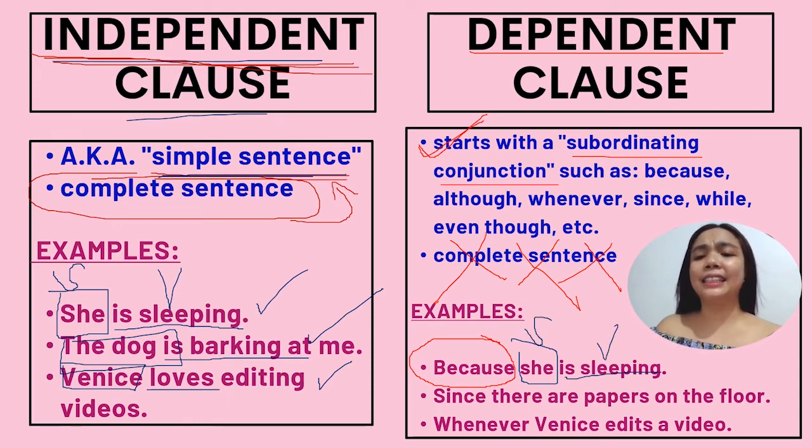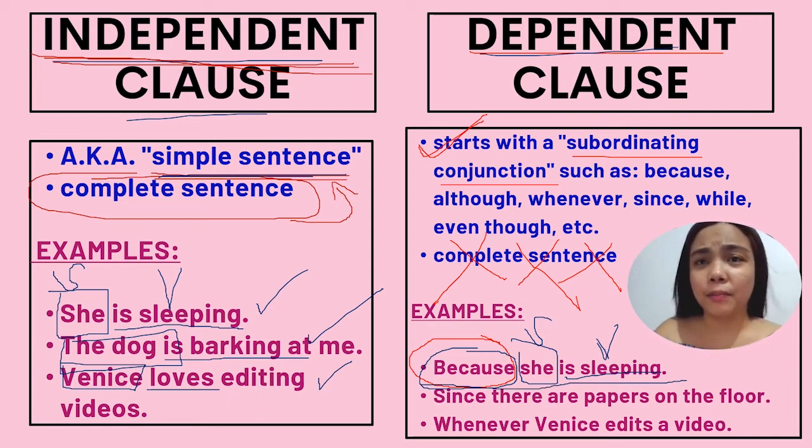It is still a clause because it has a subject and a verb, but it is a dependent clause because it starts with a subordinating conjunction. And if you read it as a whole, because she is sleeping, there's something missing, right? Because she is sleeping. What about it? Next. Since there are papers on the floor.